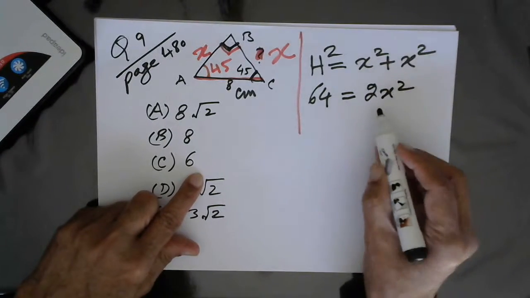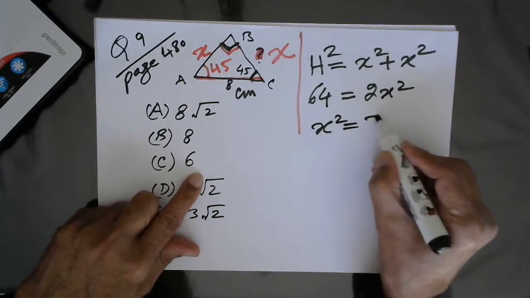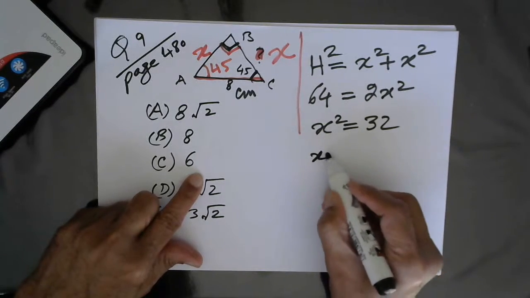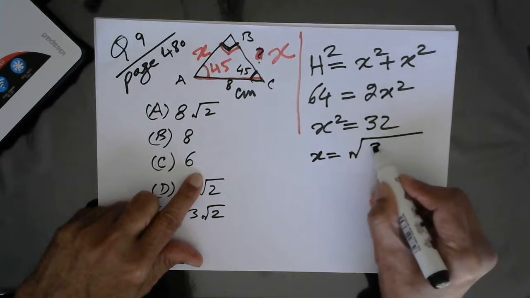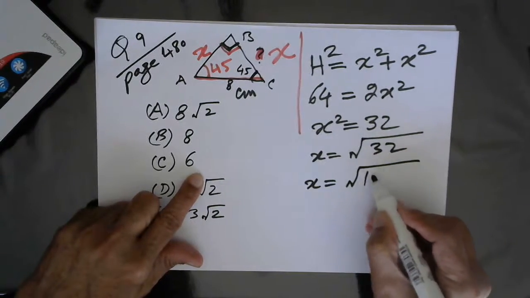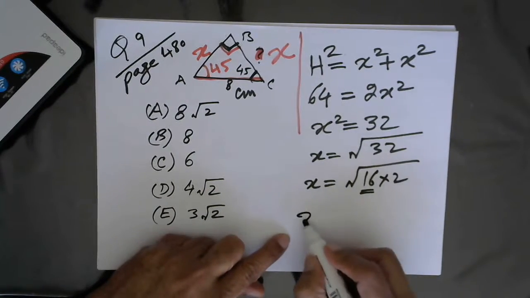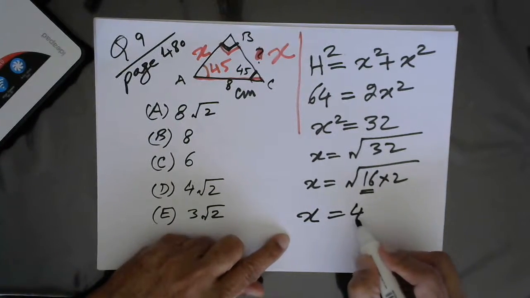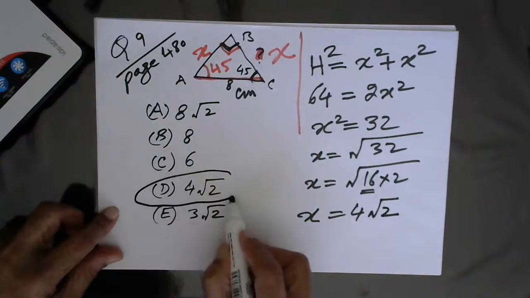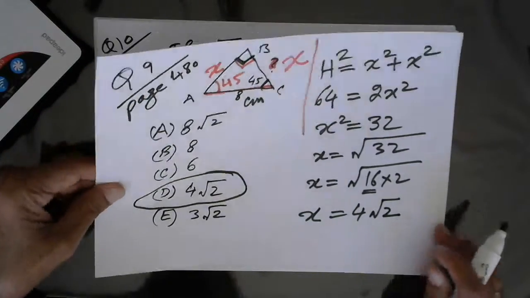square. Now if 2x square is equal to 64, then x square is equal to 32, and x will be equal to the square root of 32. Now 32 can be written as 16 times 2, and 16 is a perfect square of 4, so I can take it out as 4 square root of 2, and therefore D is the answer. I hope it is clear. If not, you can contact me.